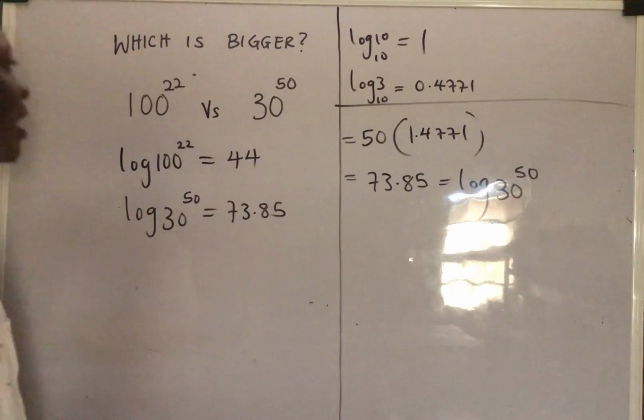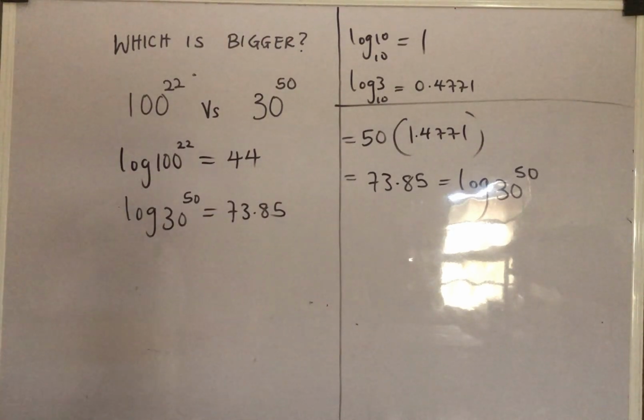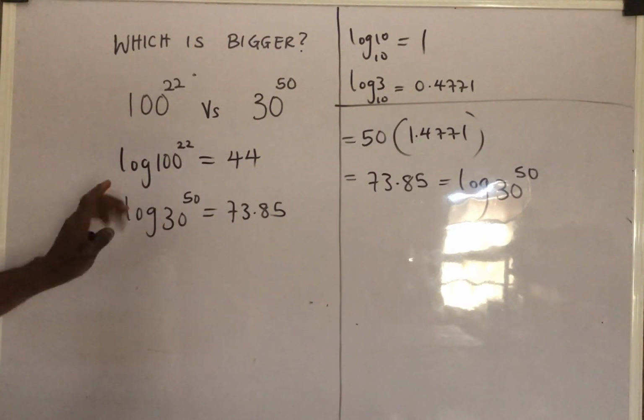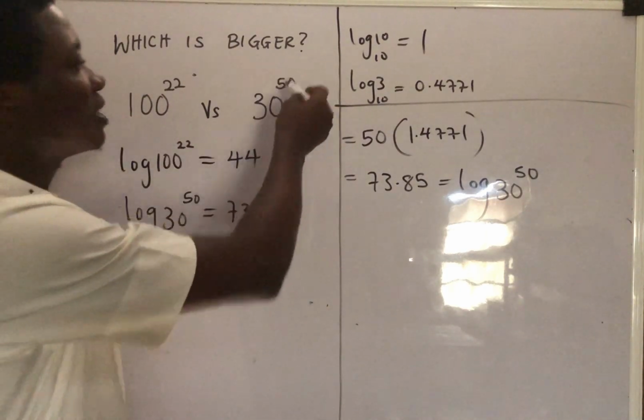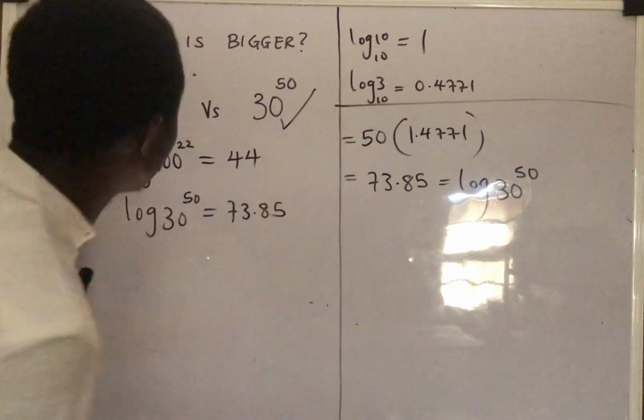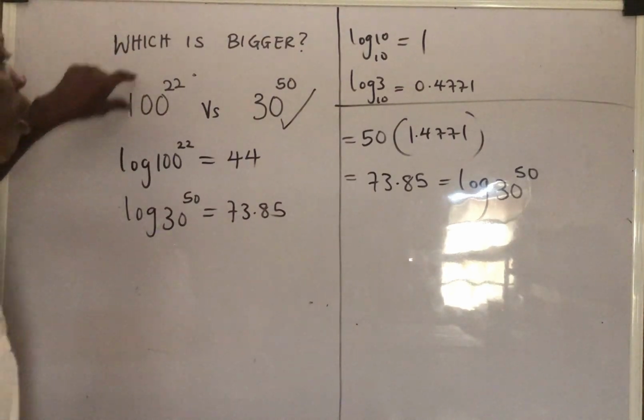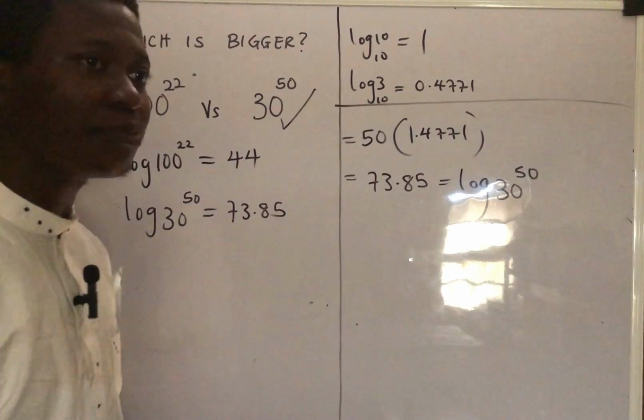And in conclusion, we can now say from this logic, or from this particular expression, that 30 to the power of 50 is actually greater than 100 to the power of 22. So it's as simple as that.